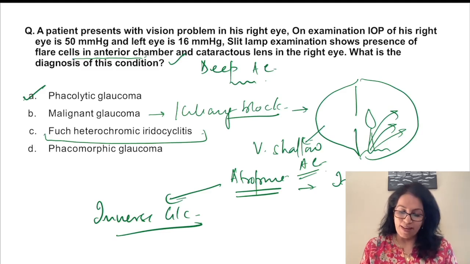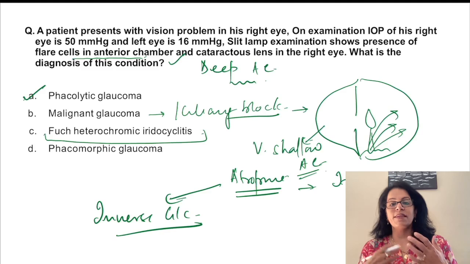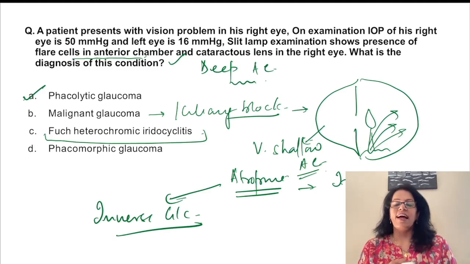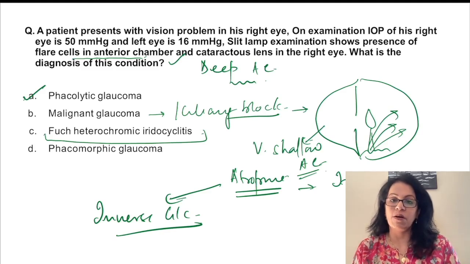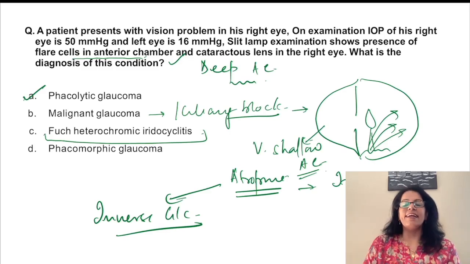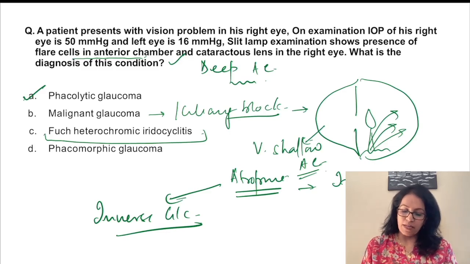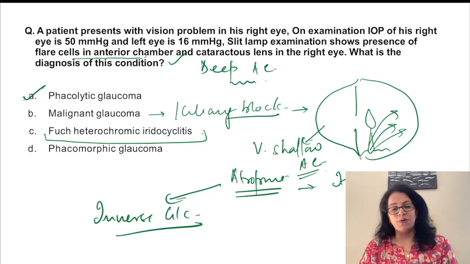phacolytic. And I think some of you have told me also that the age was mentioned, and if the patient was of old age, again it goes more in favor of phacolytic than in favor of Fuchs heterochromic. Okay? Fuchs heterochromic generally is a different story altogether. Okay?